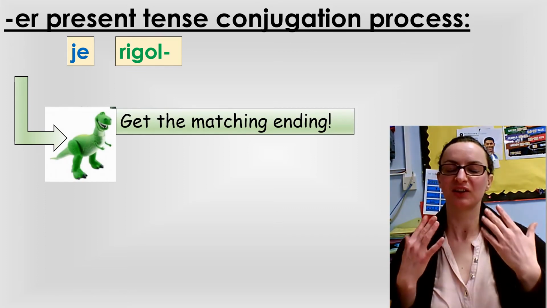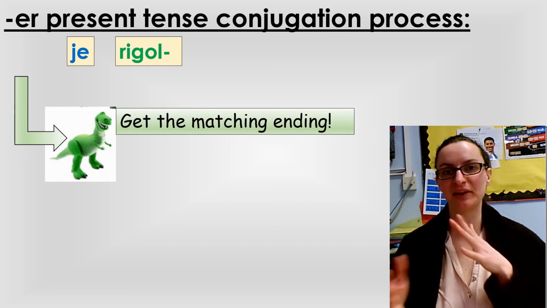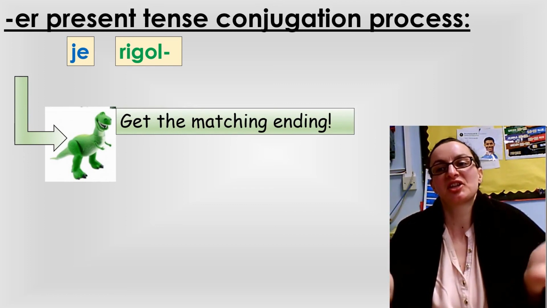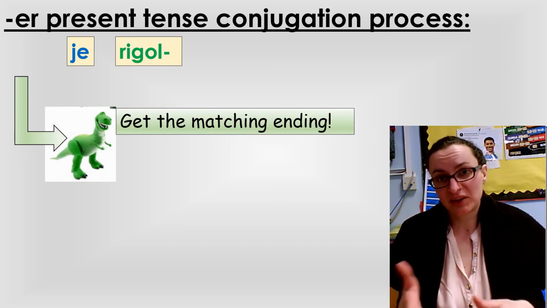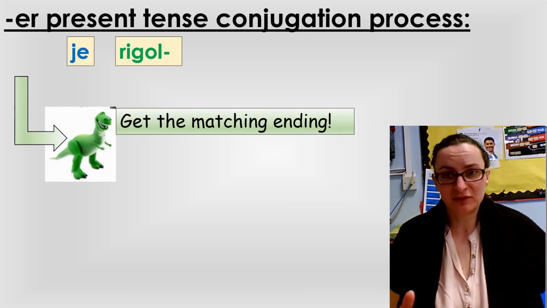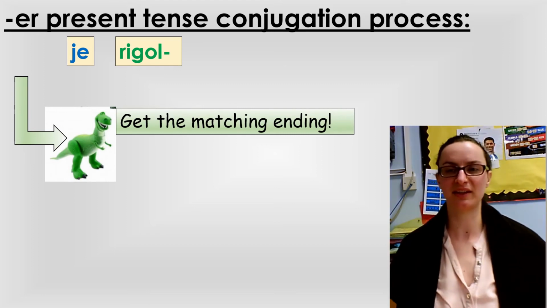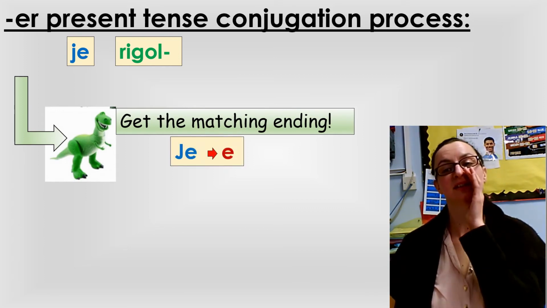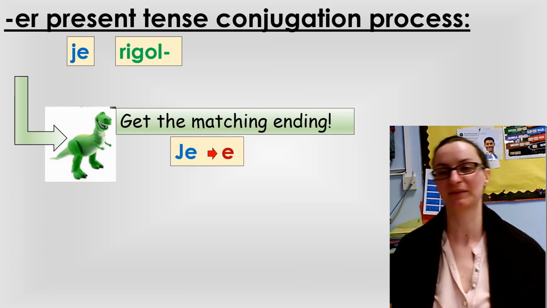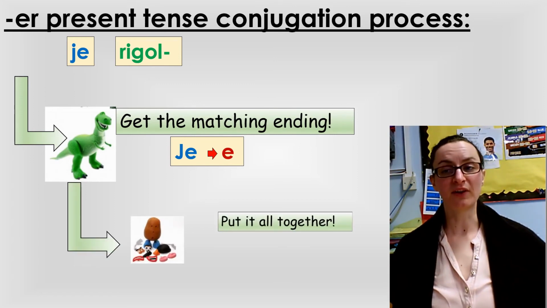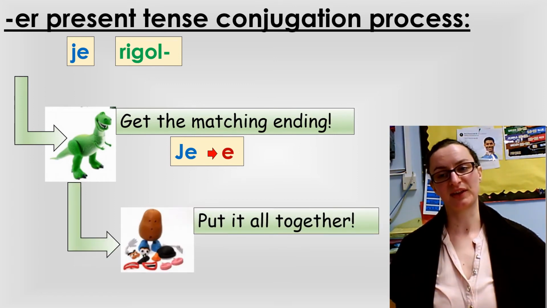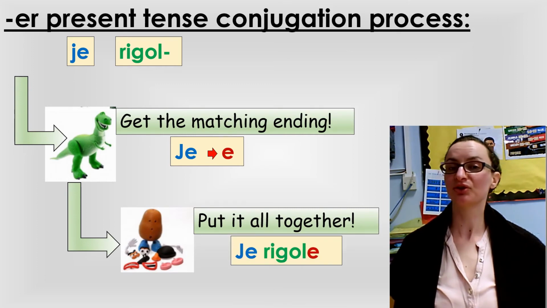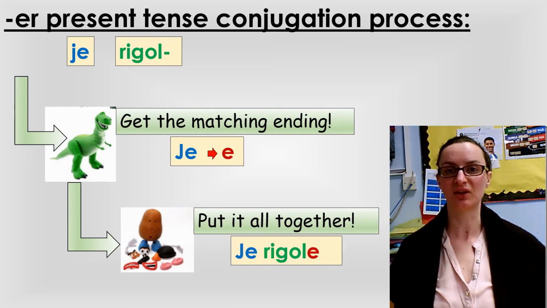That will make Rex feel really happy because even though he's got very short arms and he can't do much, the ending is something he can get because it's just a few letters, never any more than that, and so it's something that he can help out with. And with je, Slinky will tell Rex, we need an E because it's je, so we need E to match it, so Rex gets it. And finally, Mr. Potato puts everything together and we now have je rigole, I laugh or I am laughing.